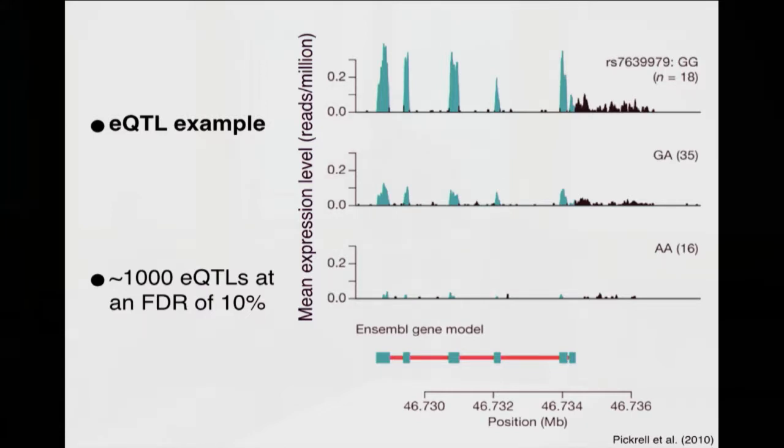There are 18 individuals in the data that had the GG genotype at this SNP, which is located upstream here. You can see these nice peaks of gene expression on the exons, averaged over these 18 individuals. And you look at the 16 individuals that had the AA genotype, and it looks like there's essentially no expression at all.